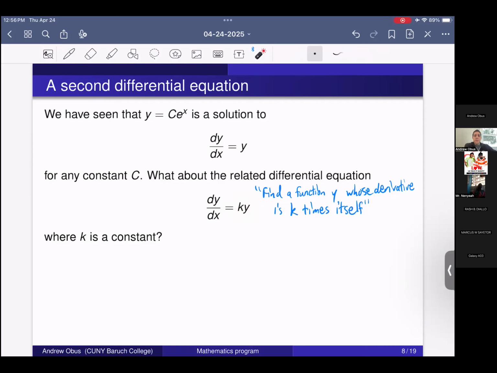So if I give you some constant k, can you think of a function, and Enoch, this is going to be related to what you said earlier, where when you take the derivative, what that actually does is it multiplies the function by k?